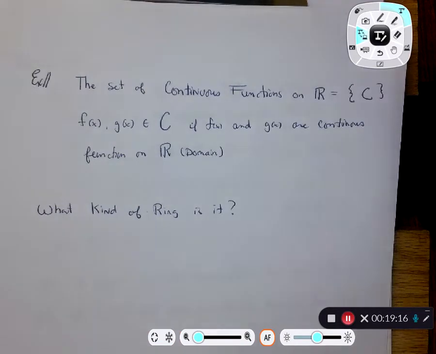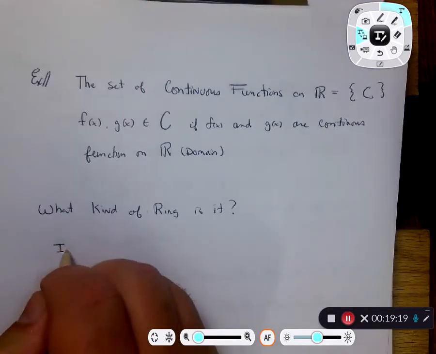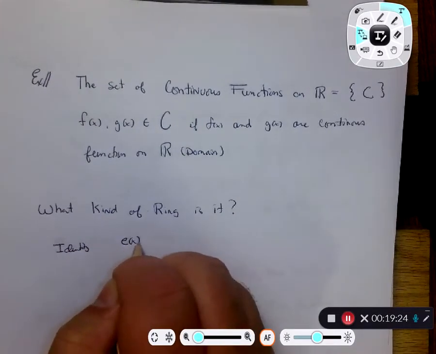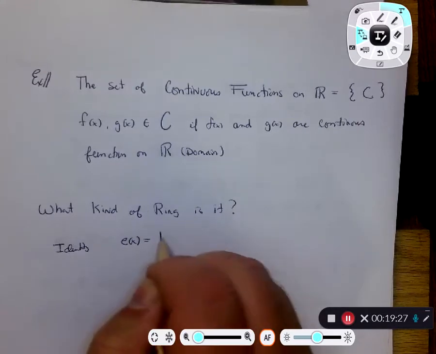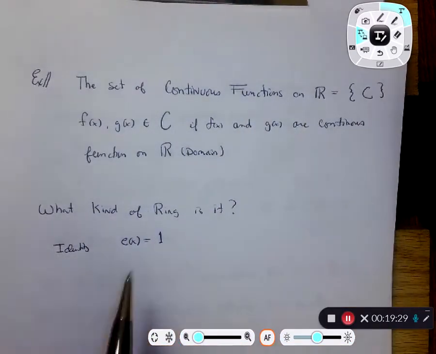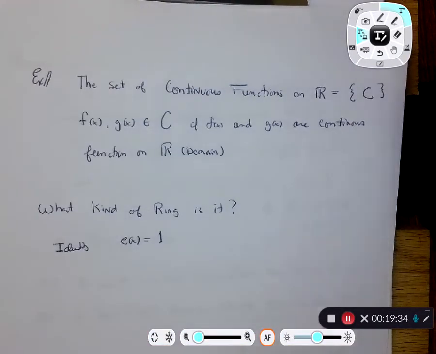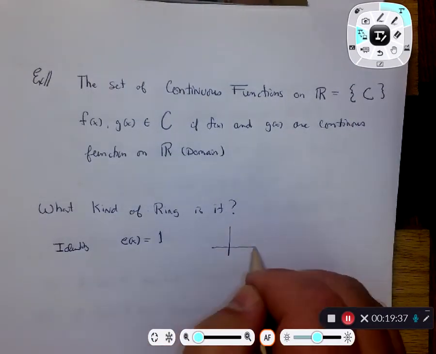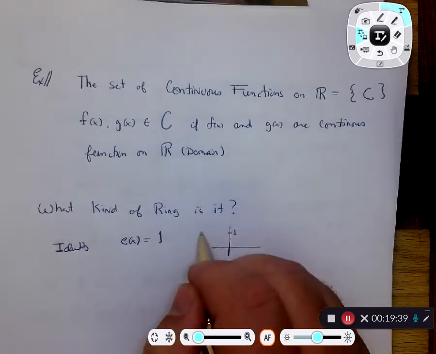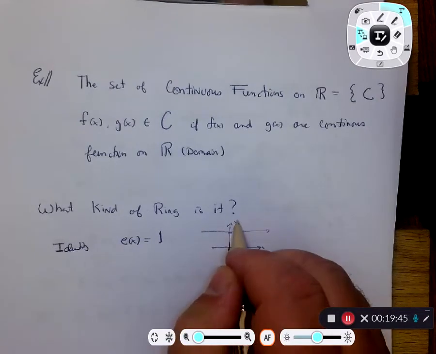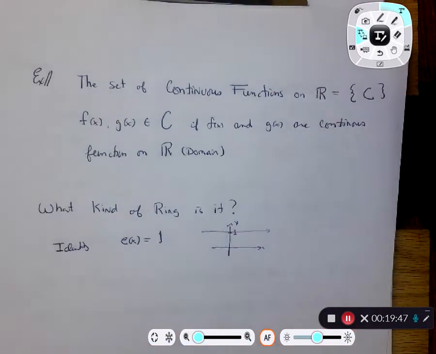Does it have an identity? Sure. So let's write that down. The identity would be the function, I'll call it e of x just to give it a different letter, equal to 1. And wherever the coefficients come from, we're coming from the real numbers. So this is the real number 1 there. It's a continuous function. I can even graph it for you. Let me show you what e of x equal to 1 looks like. It's 1 and it's a horizontal line. But it's clearly a continuous function. And you multiply 1 times any other function, you get that other function back again. So it's a commutative ring with identity.